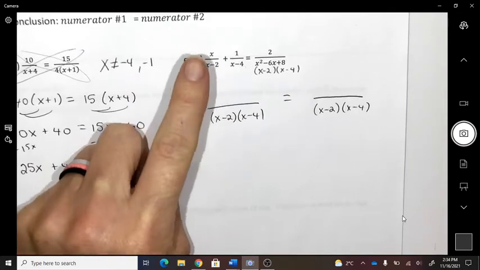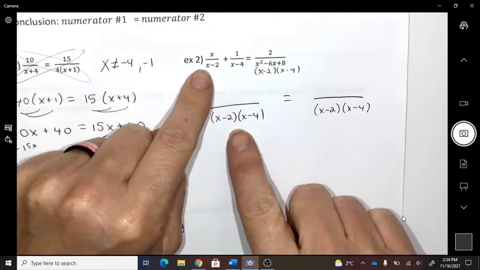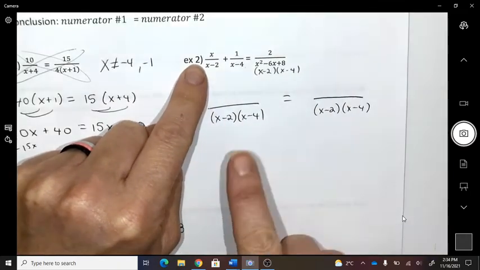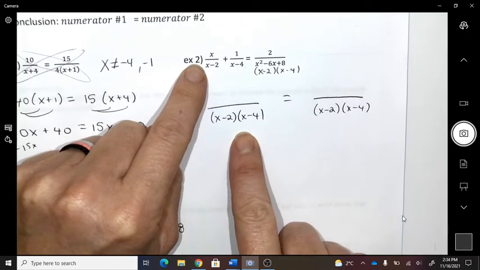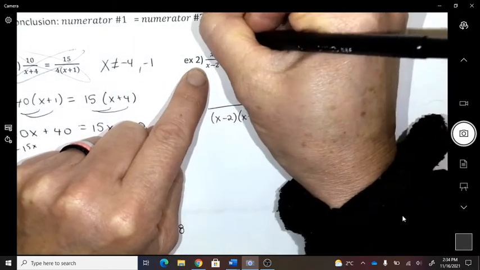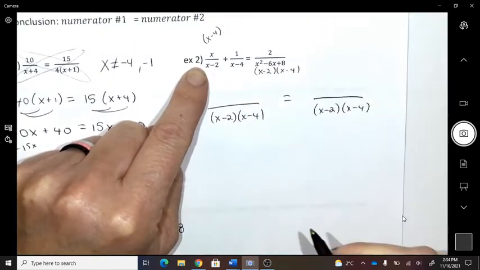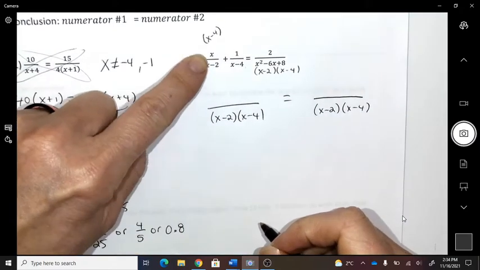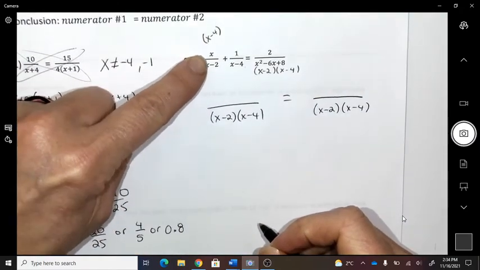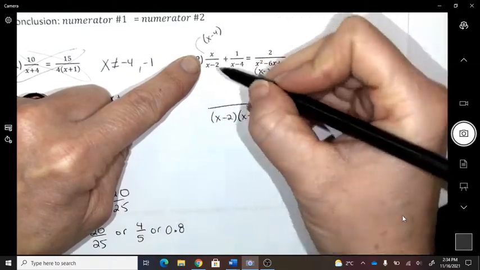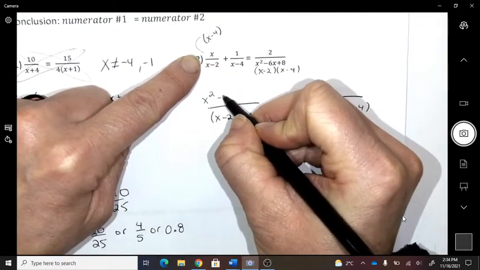Okay. So I'm going to look at this first fraction. What did I do from this to this bottom? I multiplied by an x minus 4. So therefore that makes x squared minus 4x.